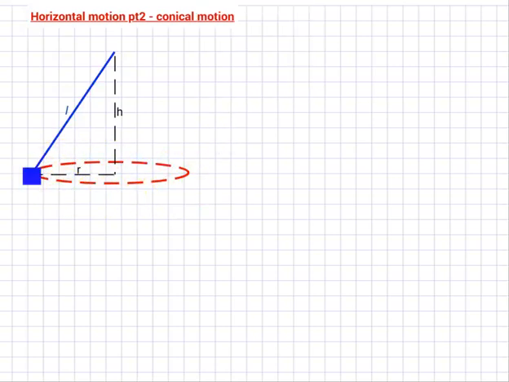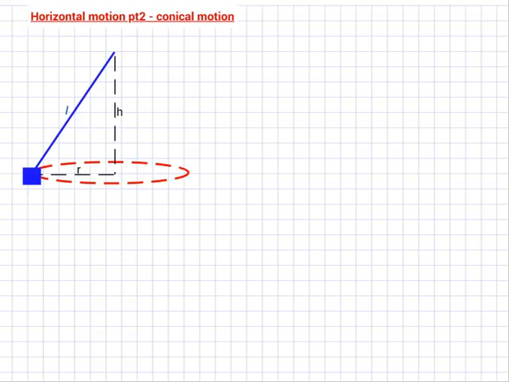Now we can see I've highlighted that you've got the height above that horizontal plane at which point the string ends. You've got the length of the string, and you've got the radius of the circular motion. And obviously it's a right angle triangle, so if you know 2, you can work out the third using Pythagoras. That's the first thing to say.